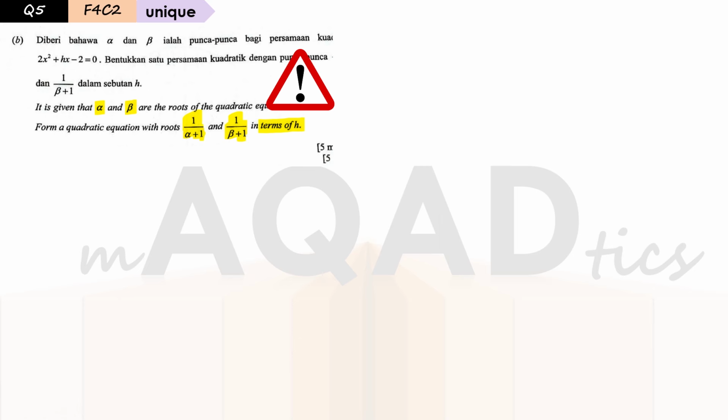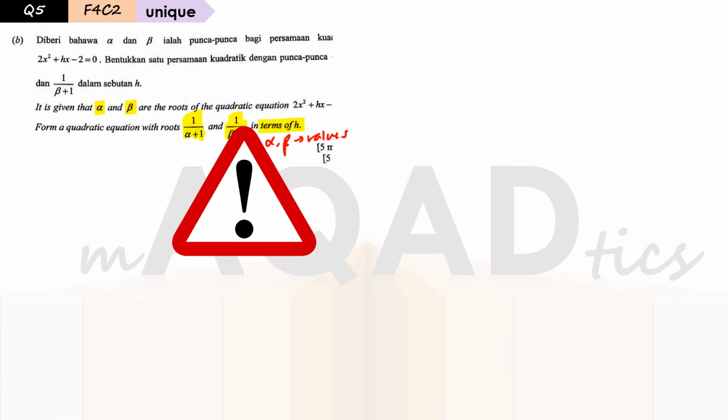But notice it doesn't say in terms of alpha, beta, and h. So which means the alpha and the beta here, later on we need to change into values. Meaning our final answer cannot have alpha and beta. So now we have the roots given and we need to form a quadratic equation. How do we do that?